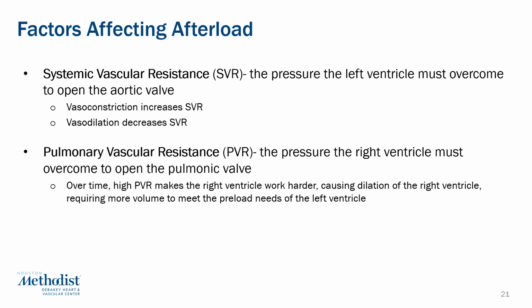Systemic vascular resistance is the pressure that the left ventricle must overcome to open that aortic valve. So the harder that heart has to work to get blood out of that left ventricle into the body. When you think about where that is going, vasoconstriction is going to increase your SVR and vasodilation is going to decrease your SVR. Pulmonary vascular resistance is the pressure the right ventricle must overcome to open the pulmonic valve.